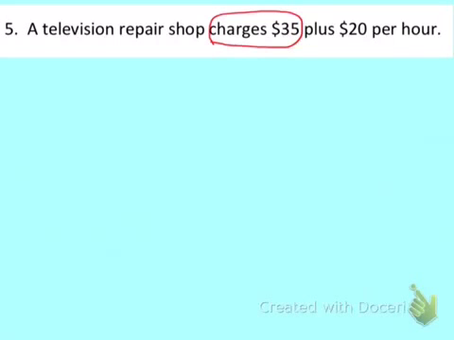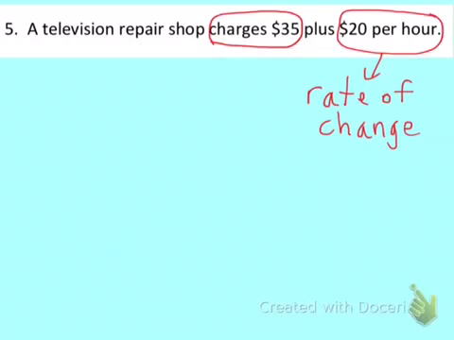Number 5. Television repair shop charges $35 plus $20 per hour. So we want to write an equation of this line. It's going to be linear. There's 2 important parts here. We have $35 that they charge plus $20 per hour. So if you're being charged per hour, depending on how long the person is there fixing a TV, it's going to cost more money the longer that they're there. So that's the rate of change when it's per hour, $20 per hour. $35 is just constant. They're going to charge $35 whether they're there for a minute or for the entire day. So since the rate of change is 20, that's going to be the slope, or the m value.